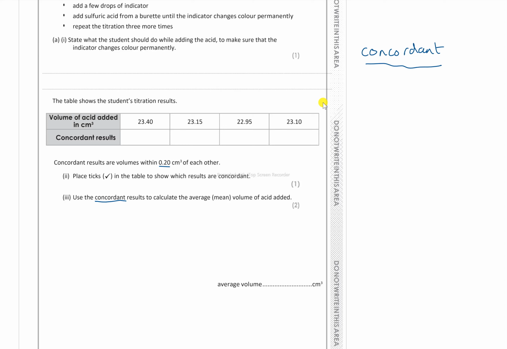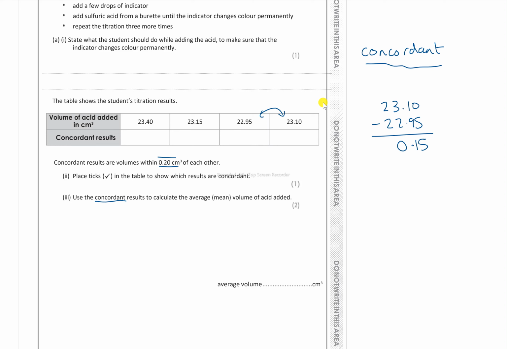So let's look at the gap between that and that. Right, if you get your calculator, so it's on the calculator, if you did this, you'd end up with, what is it, 0.15. So them two are concordant.